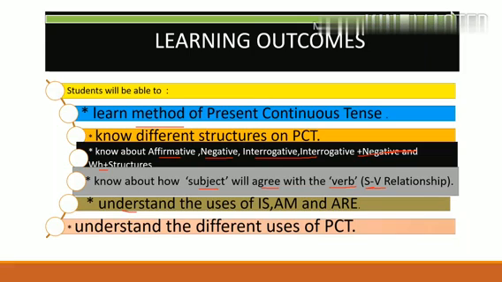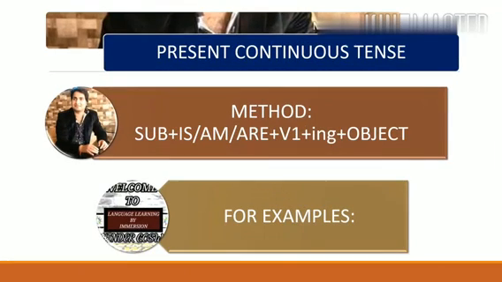We will also understand the uses of is, uses of am, uses of are. And also today we are going to discuss the different uses of present continuous tense. That means where we have to apply this present continuous tense, whether we will use this while speaking, by writing, or whatever the area or aspects where we can make use of this particular tense.